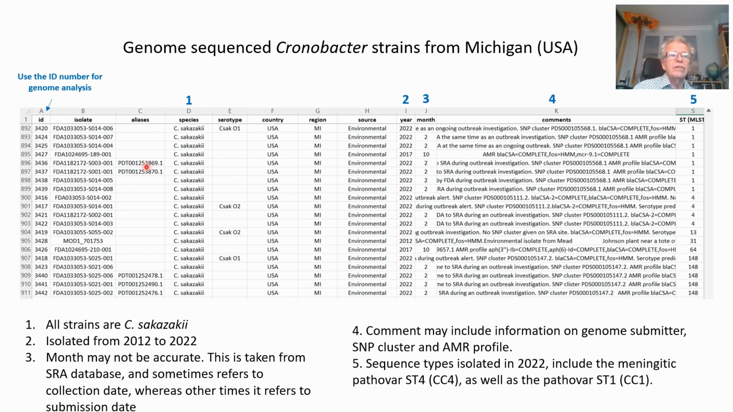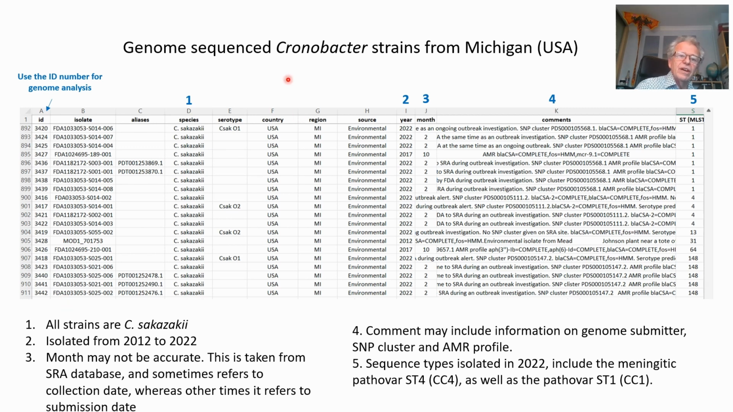And you can see that we've got aliases here. We can see these are the strains which, at the time of this video, were recently uploaded by the FDA. You can see they're environmental. There's no other information there. We've got the year and we've got comments. You need to click on each cell to see that greater detail, but already you can see things like AMR profile, SNP clusters, they're all there. And here we've got sequence type. So let's look at these comments one at a time.